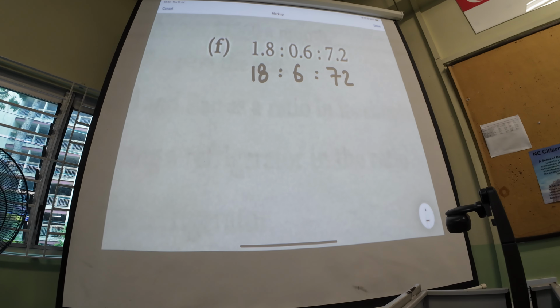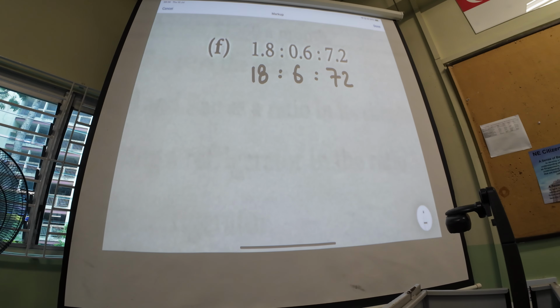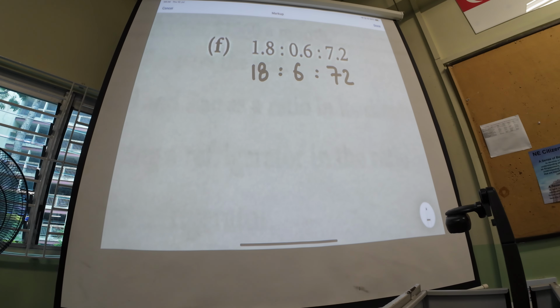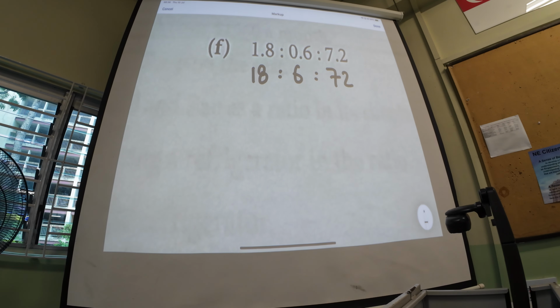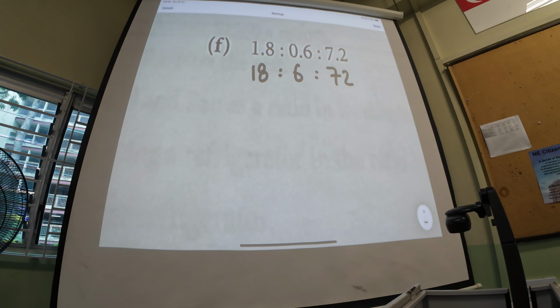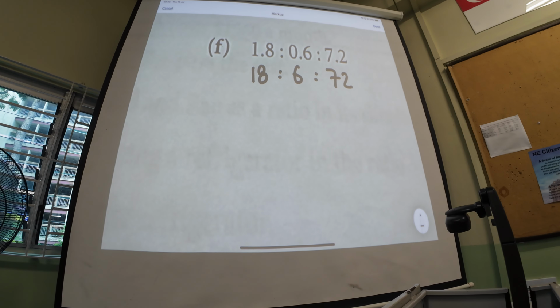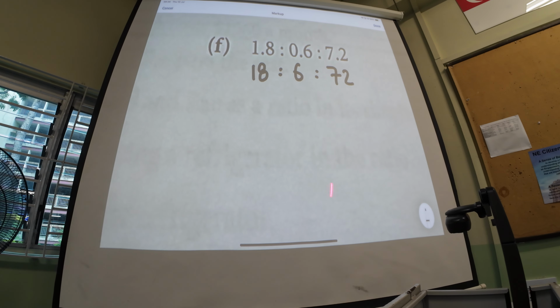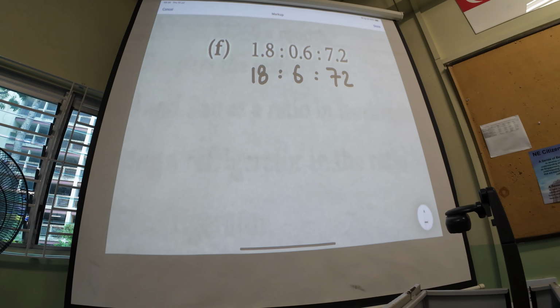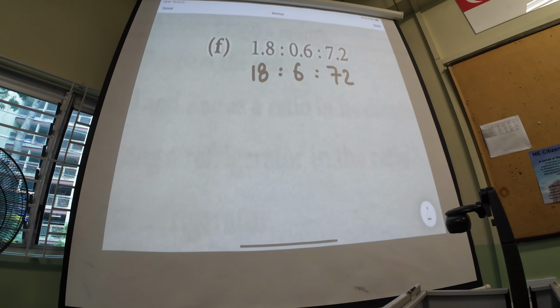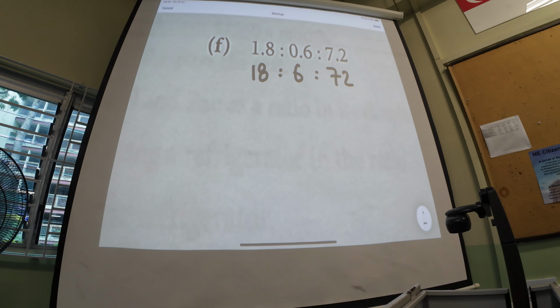So now at least I satisfy no decimal, no fraction. Then I have to still see if they can be divided by common factors. All are even numbers, 18, 6, 72. So I can write the next line. All can divide by 2, I divide all by 2 first.